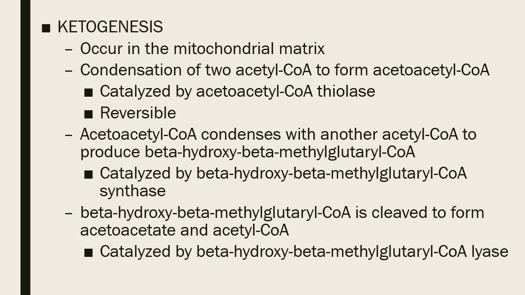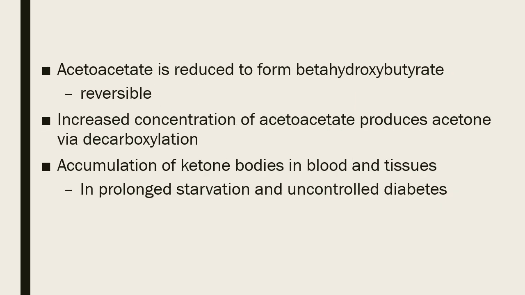The production of acetoacetate and acetyl coenzyme A is catalyzed by beta-hydroxy beta-methylglutaryl coenzyme A lyase. With that, acetoacetate is reduced to form beta-hydroxybutyrate. Note that there is a reduction that takes place in the production of beta-hydroxybutyrate.